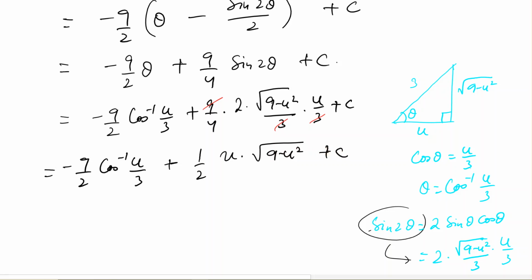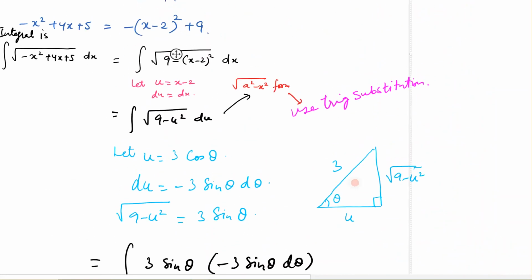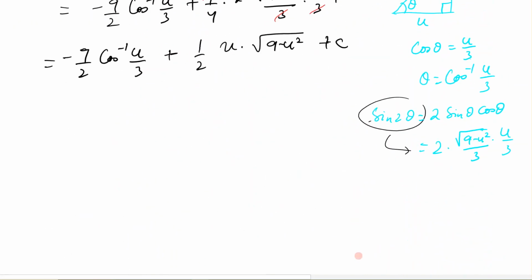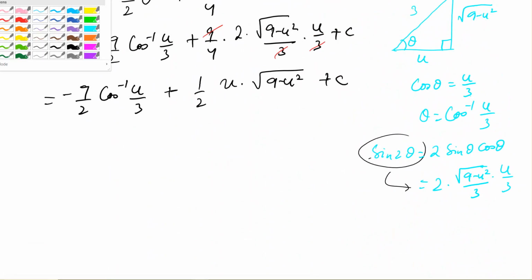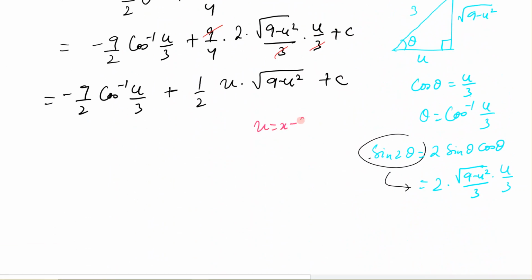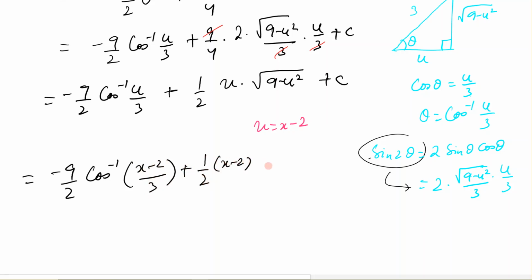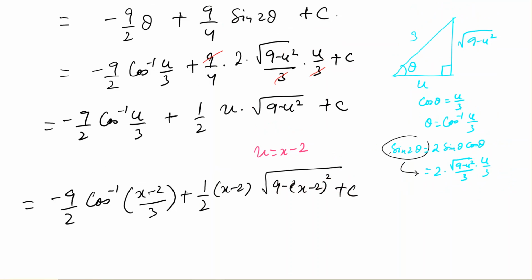But since u was not our original variable, we also made a substitution that u equals to x minus 2. So let's plug in u equals to x minus 2. So using that, we convert back into our original variable, and we get negative 9 over 2 cosine inverse (x minus 2) over 3 plus half (x minus 2) square root of 9 minus (x minus 2) square plus c. So this is our required solution.